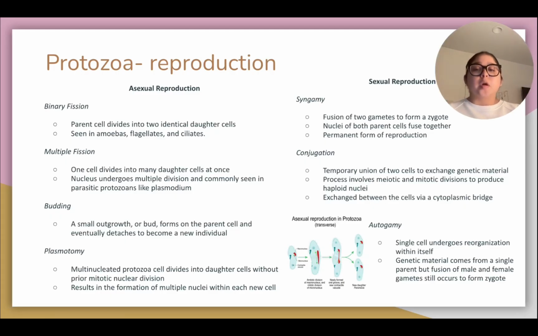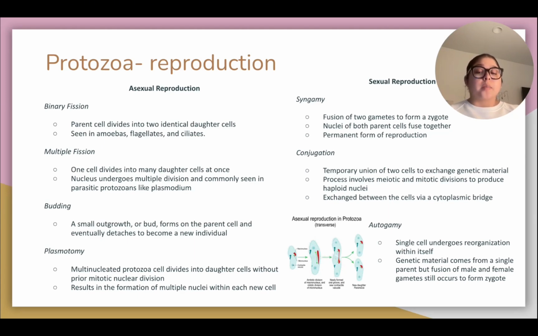So for protozoa, there's also asexual and sexual reproduction. For asexual reproduction, the first one that I read about was binary fission, where the parent cell divides into two identical daughter cells, and we commonly see this in amoebas and other types of protozoa. Second was multiple fission, where one cell divides into many daughter cells at once. The nucleus undergoes multiple divisions, and it's commonly seen in parasitic protozoa.